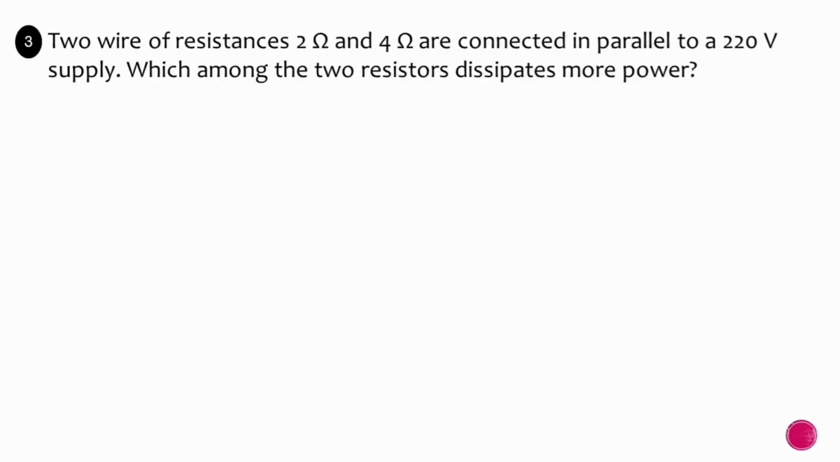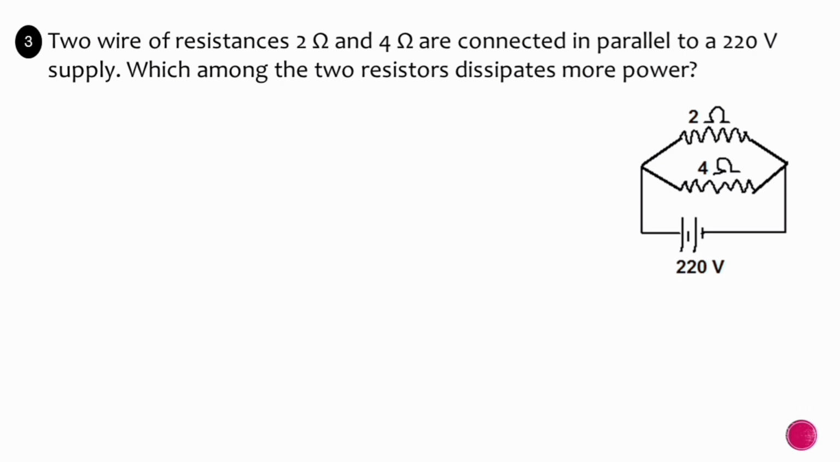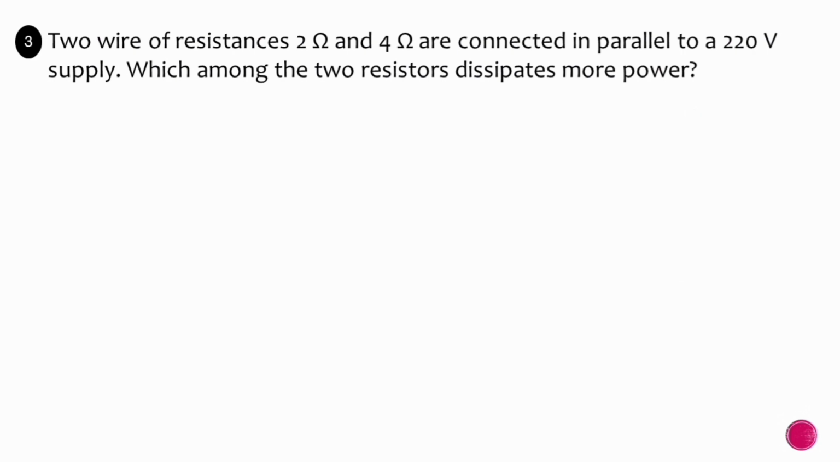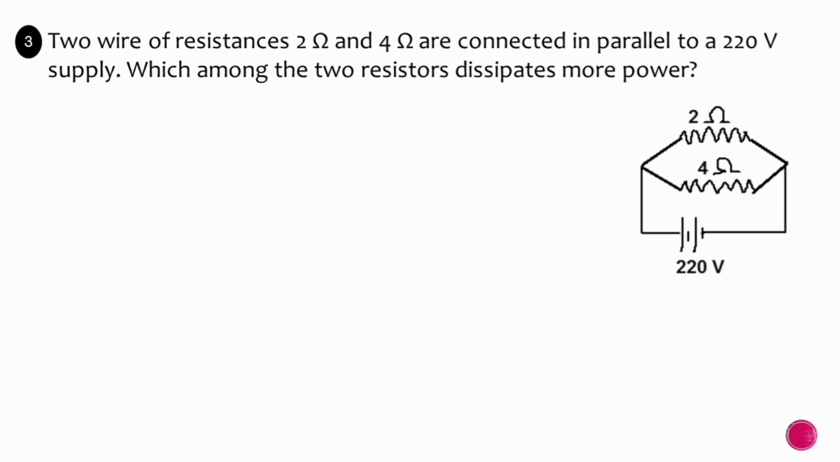Moving on to the third question. 2 wires of resistances 2 ohm and 4 ohm are connected in parallel to a 220 volt supply. Which among the two resistors dissipates more power? In order to understand which resistor dissipates more power, let's calculate the power dissipated by each resistor.